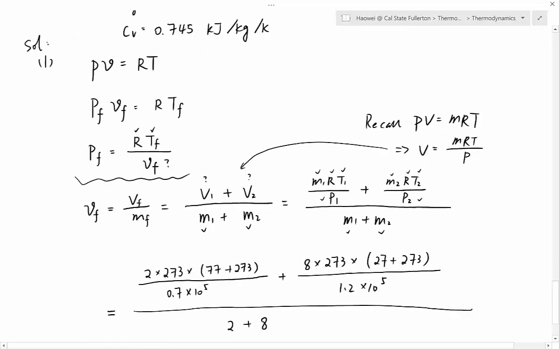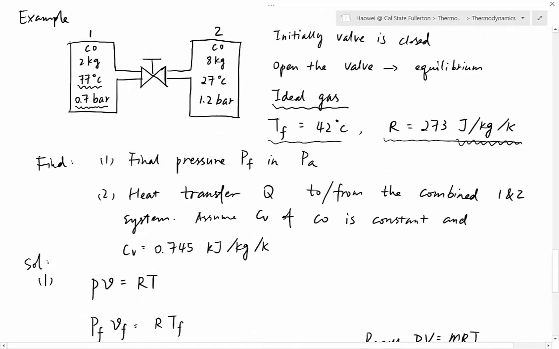Okay, and now let's go to part two. What is part two? Part two is to look for heat transfer Q and the direction. It's either going into the system or coming out of the system. And also we tell you CV of carbon monoxide is constant. The value is given. And pay attention to the unit because kilojoule is not SI.